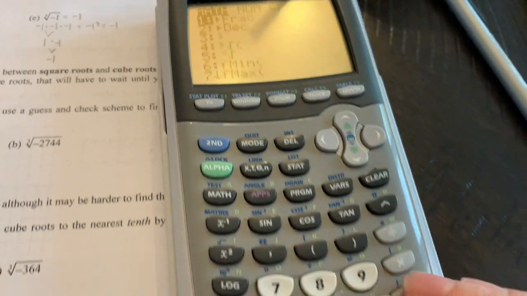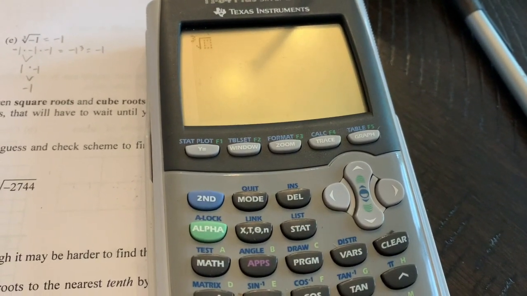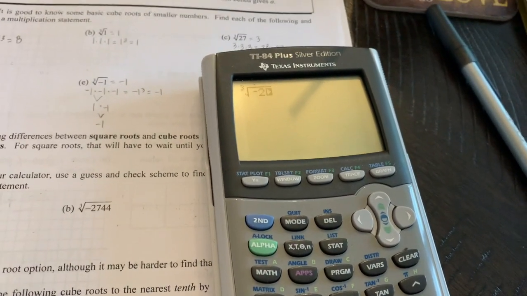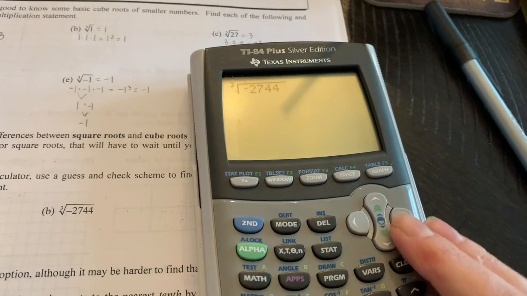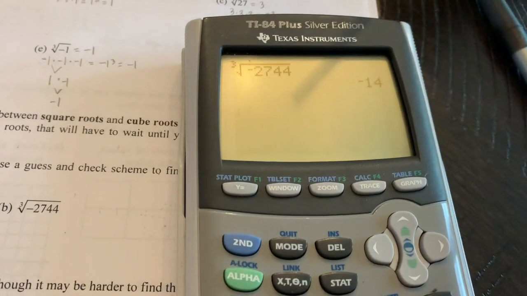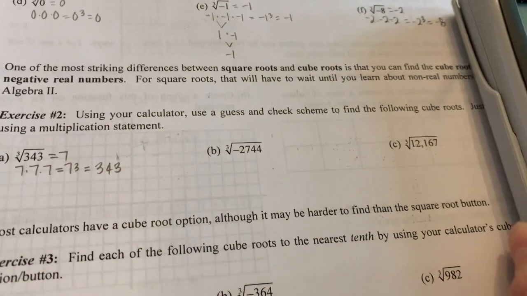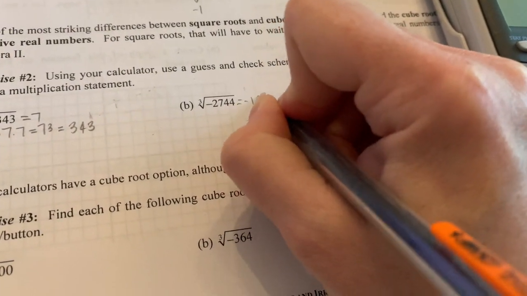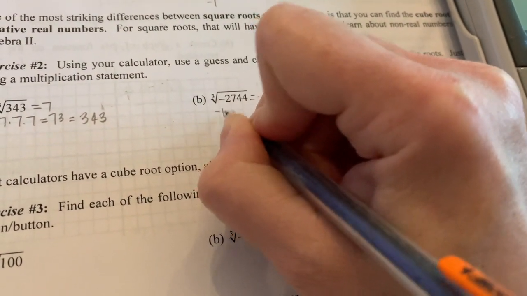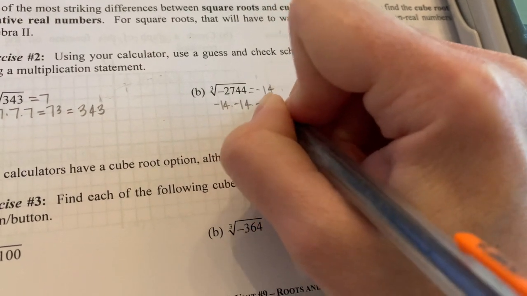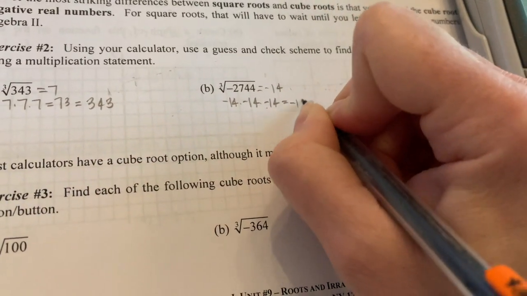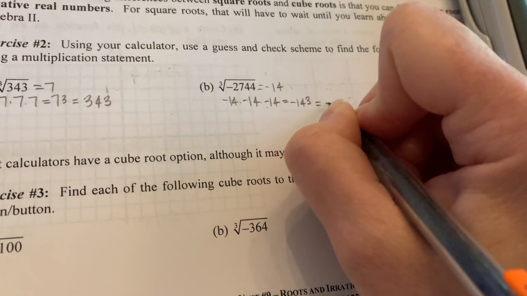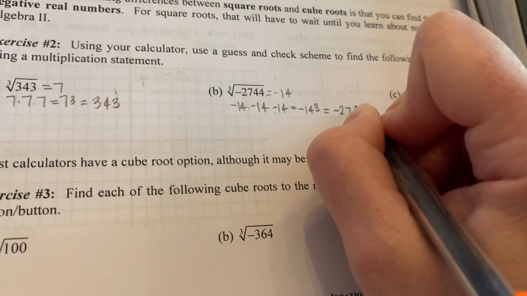So again, you can go to math and go to the cube root, which is 4. Okay, and then negative 2,744. Negative 14. Okay. So my multiplication statement is negative 14 times negative 14 times negative 14 is negative 14 cubed, which is negative 2,744.